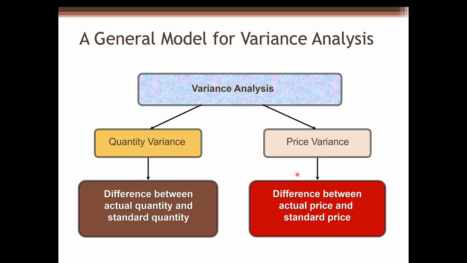Price variance. Price variance is the difference between actual price and standard price. Specifically, that's the difference between the actual price of the input and its standard price, multiplied by the actual amount of the input purchased.